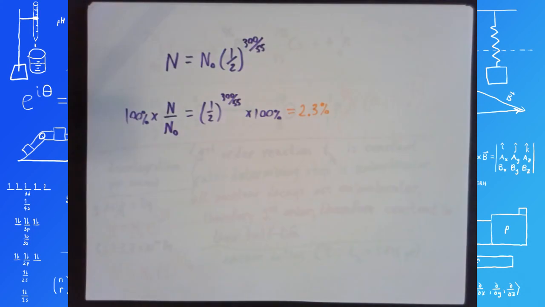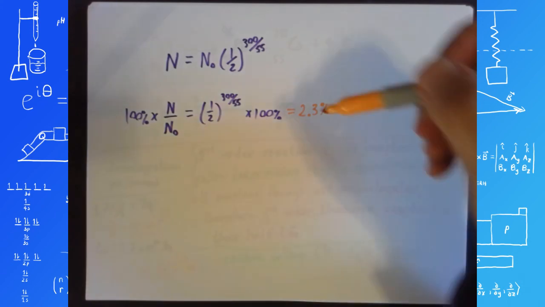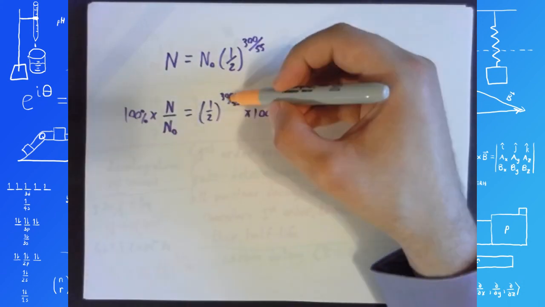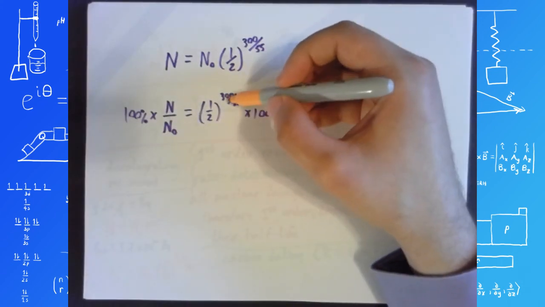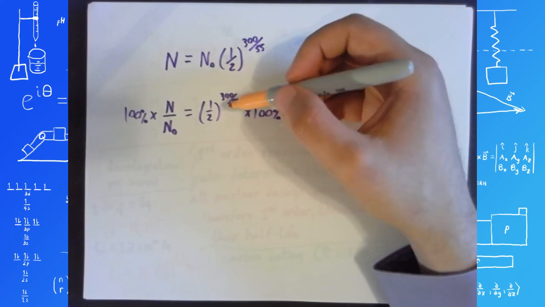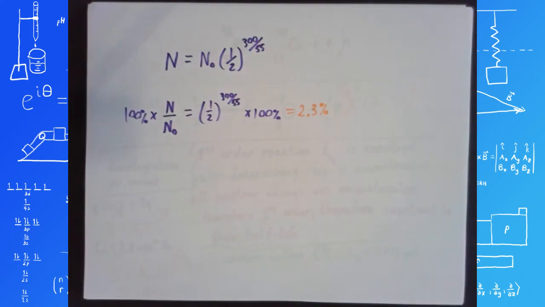And was that what they were asking for, the percent remaining or the percent decayed? No, they were asking what's the percent remaining. Okay, and 1 hour after it forms, repeat the same process, except instead of 300 seconds, 1 hour is going to be 3,600 seconds. I don't think you need to see me do that. Let's move on.